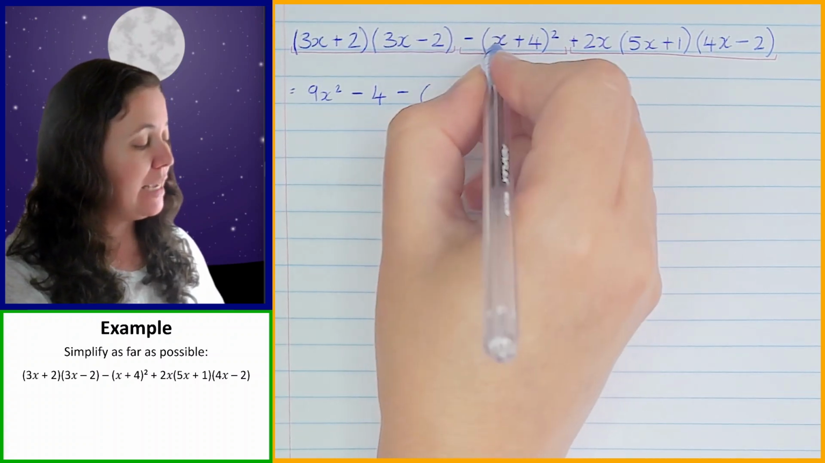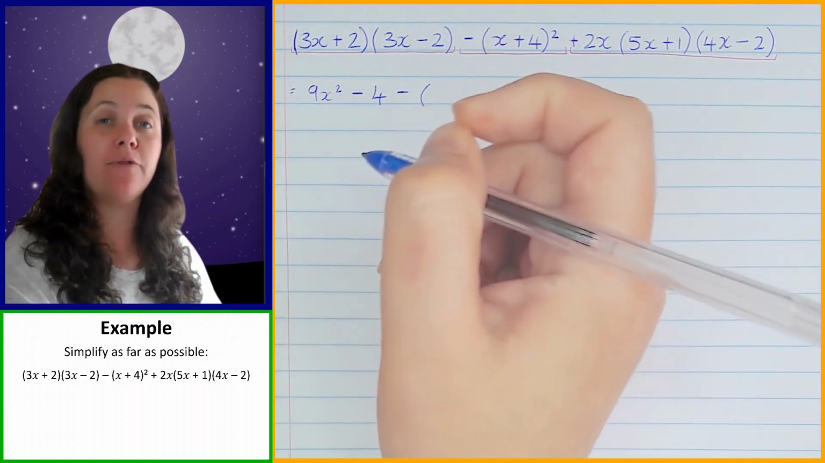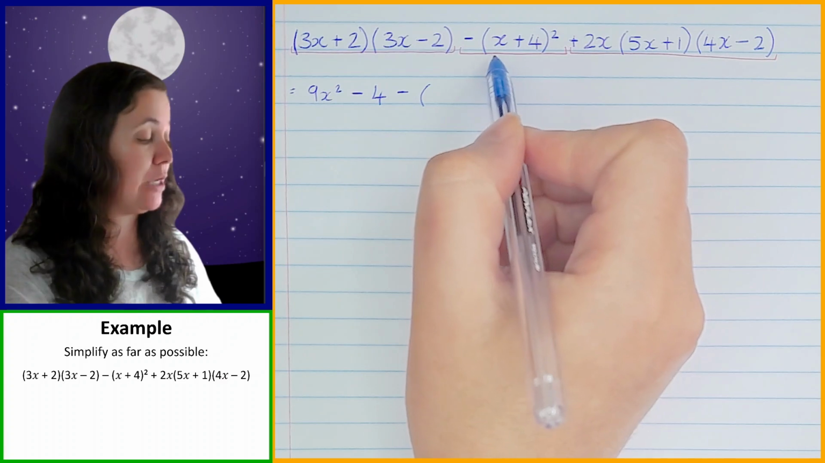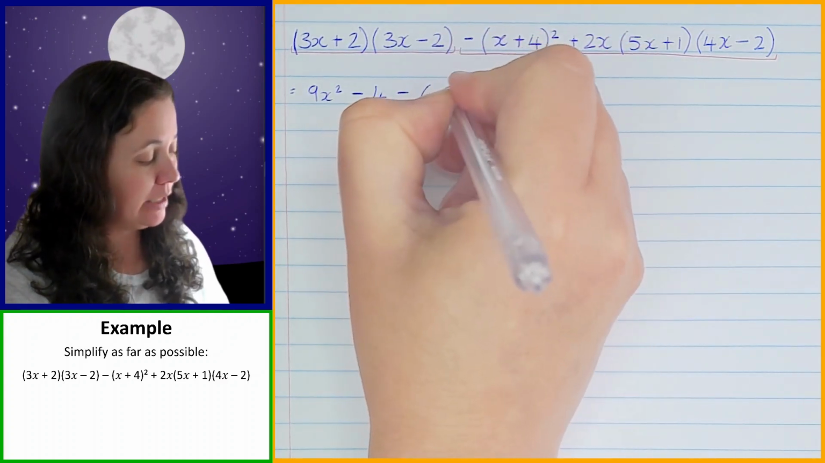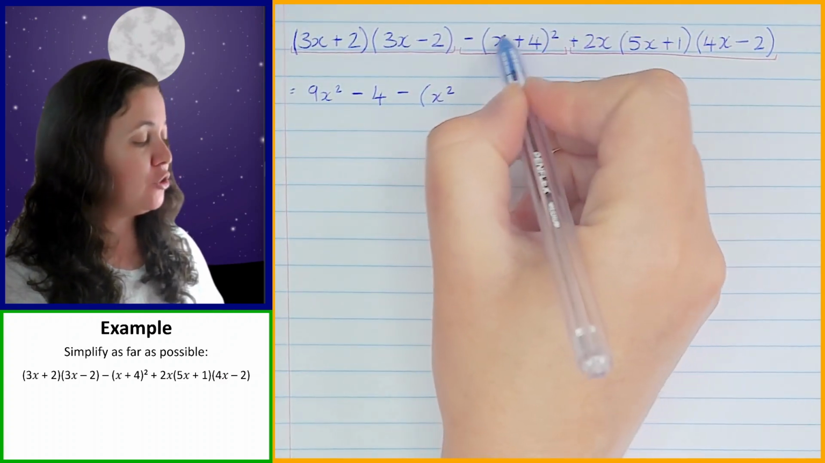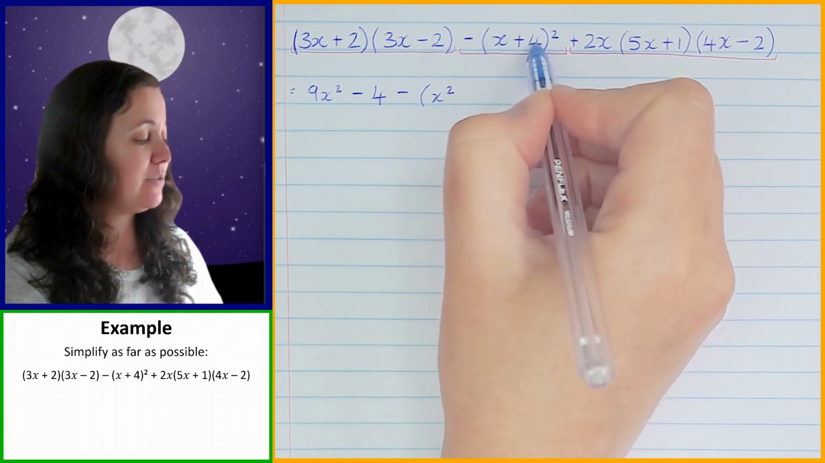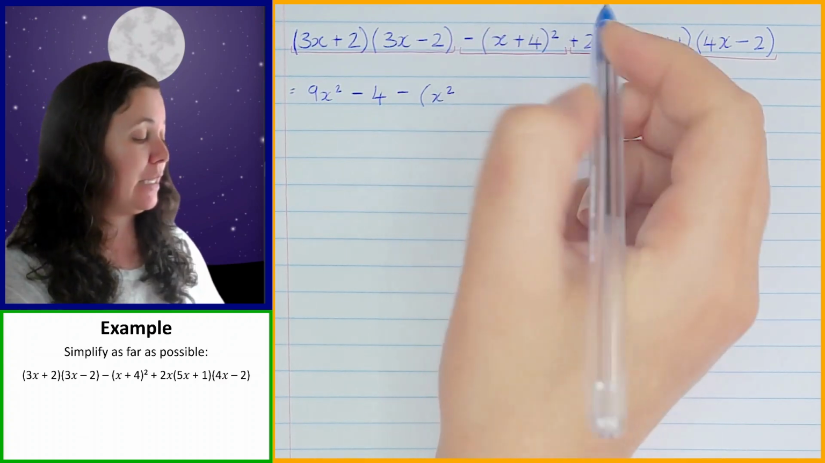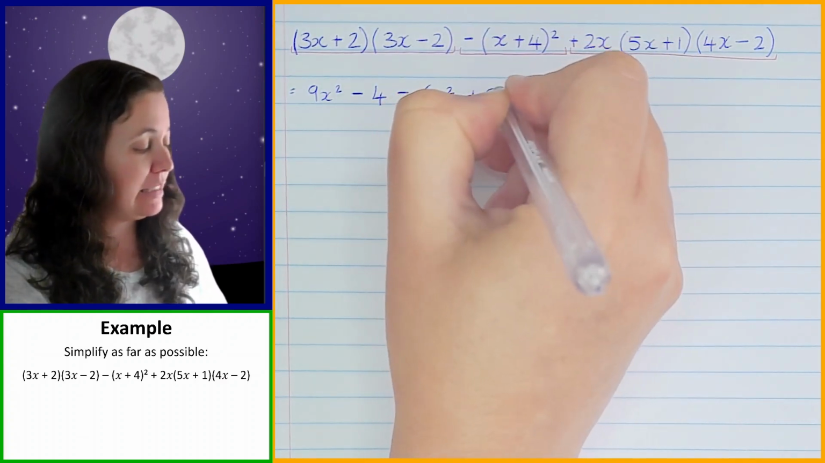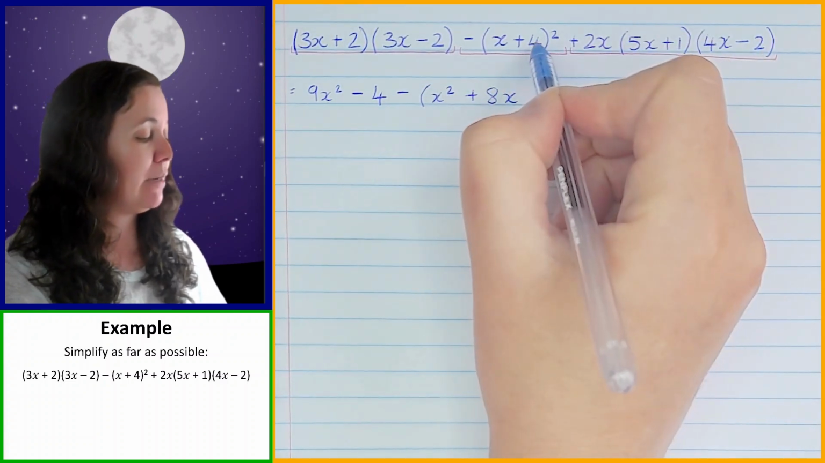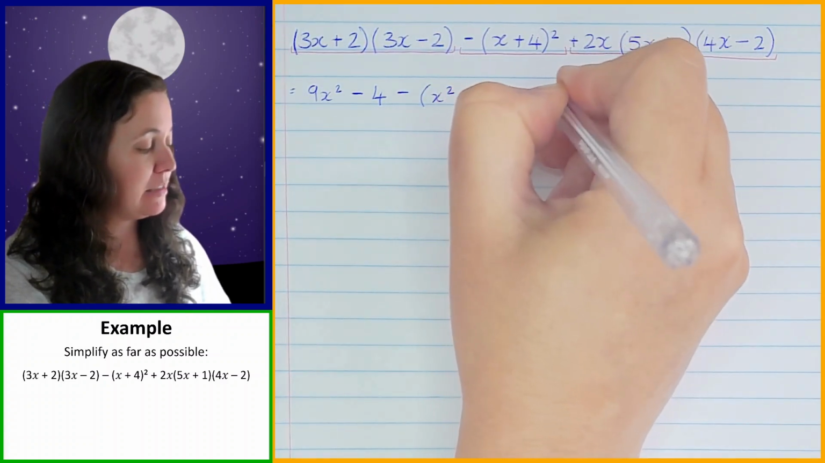Okay, so I've got x. Now remember, our shortcut for squaring a binomial is we square the first term, so it's going to be x squared. Then I multiply the two terms together and double it. So x times 4 is 4x, and I double that, that gives me 8x. So it's plus 8x. And then I square my last term, and that is plus 16.